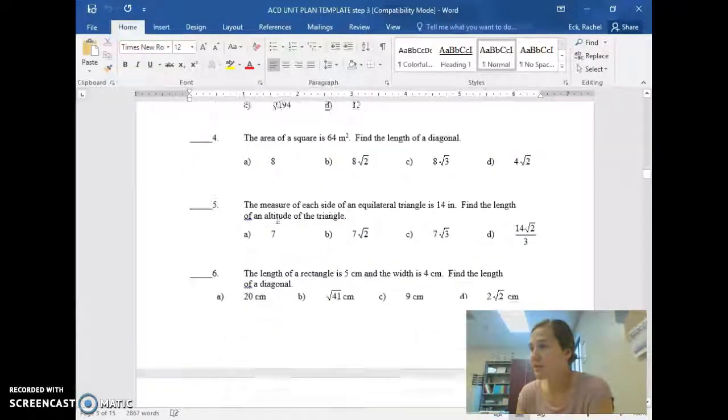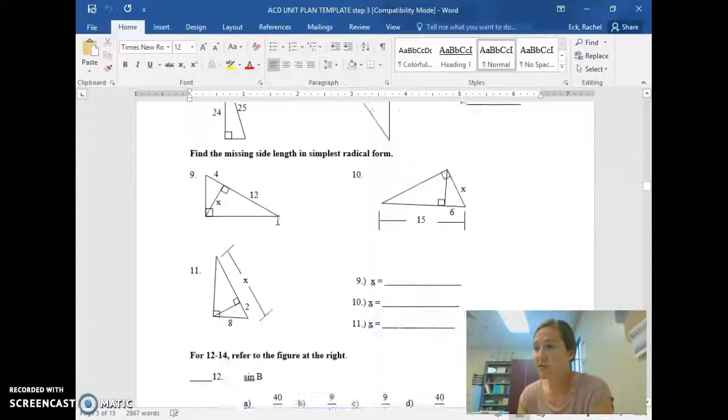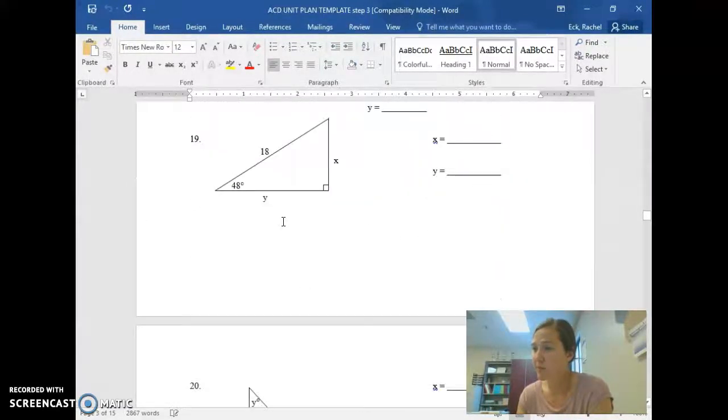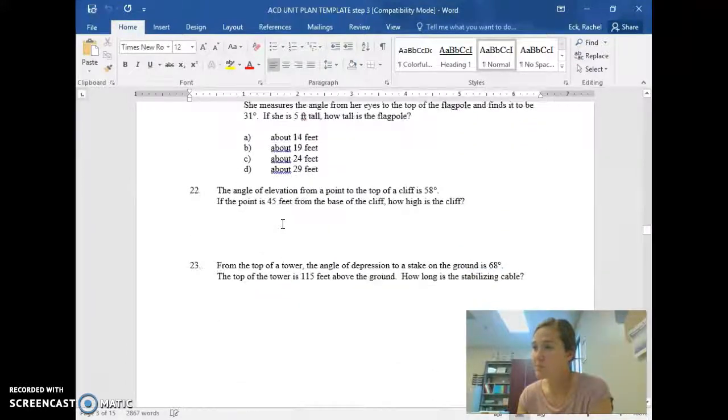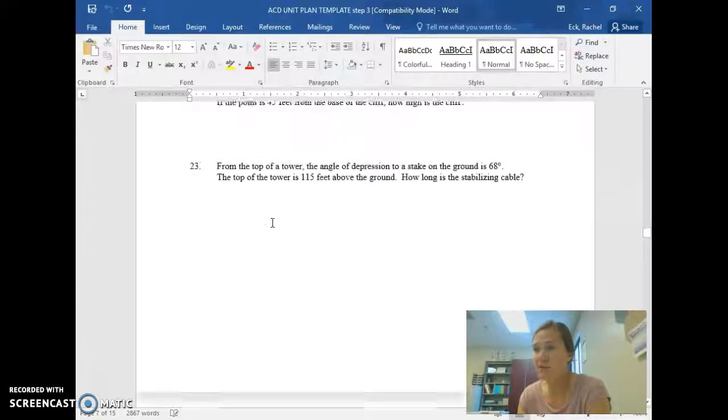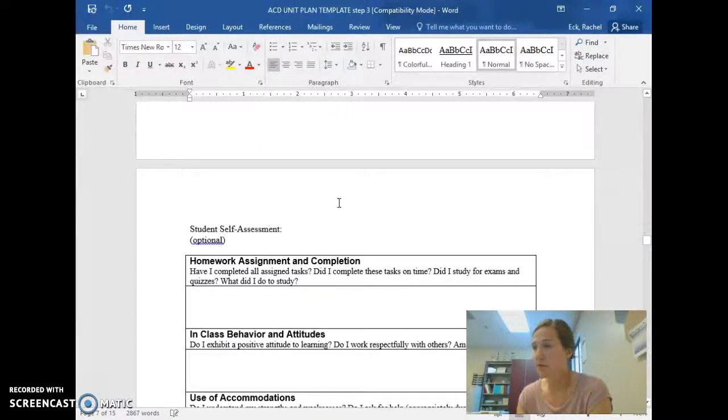Here is a copy of the test, the final assessment to see if they've met that mastery level that I was talking about. It's 23 questions, and the way I do my test is if it takes me 15 minutes, then it should take them the full hour.